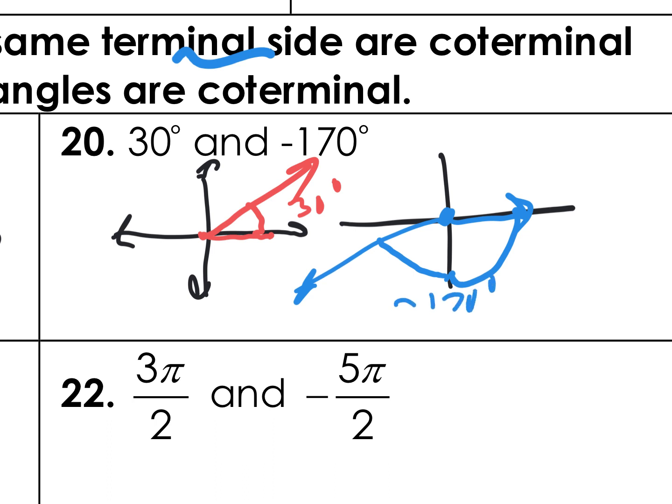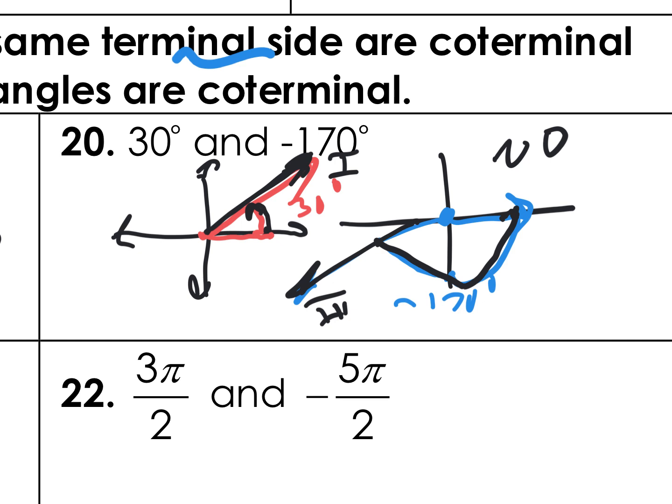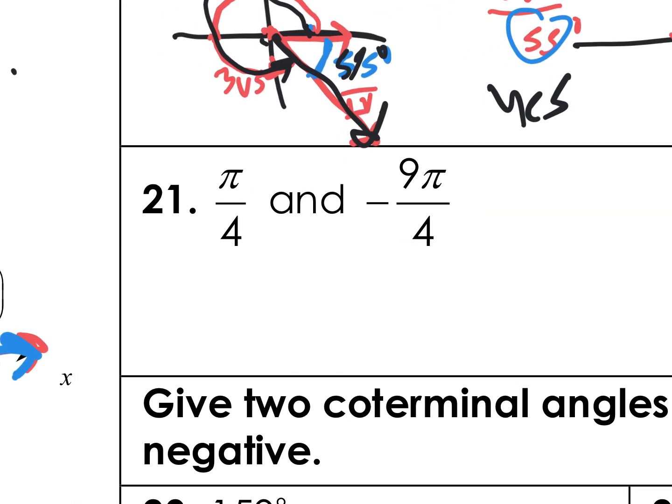Look at the terminal side. This opened up, terminated up here in quadrant 1. This opened down clockwise and opens up in quadrant 3. Are these terminal sides identically in the same place? You're right. No. They're not coterminal. All right, let me do one more for fun. Not that this is fun. This sometimes gets hard.